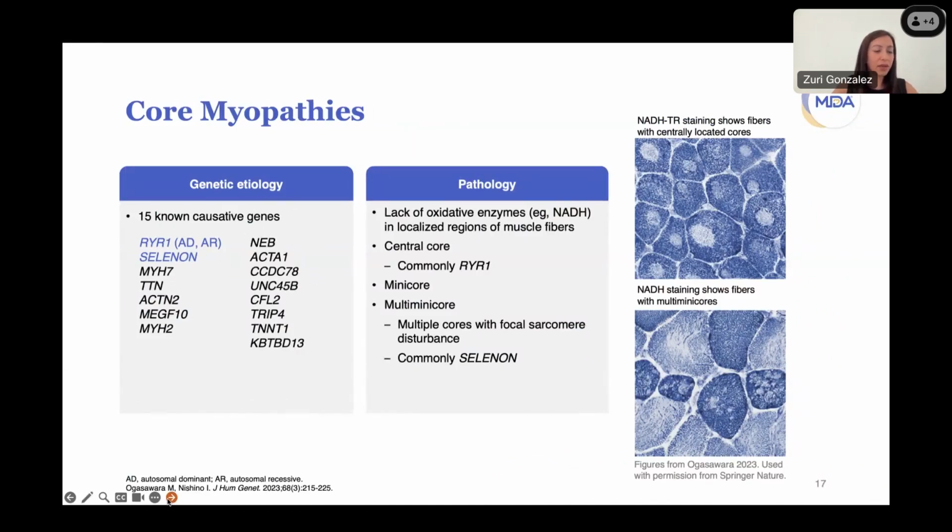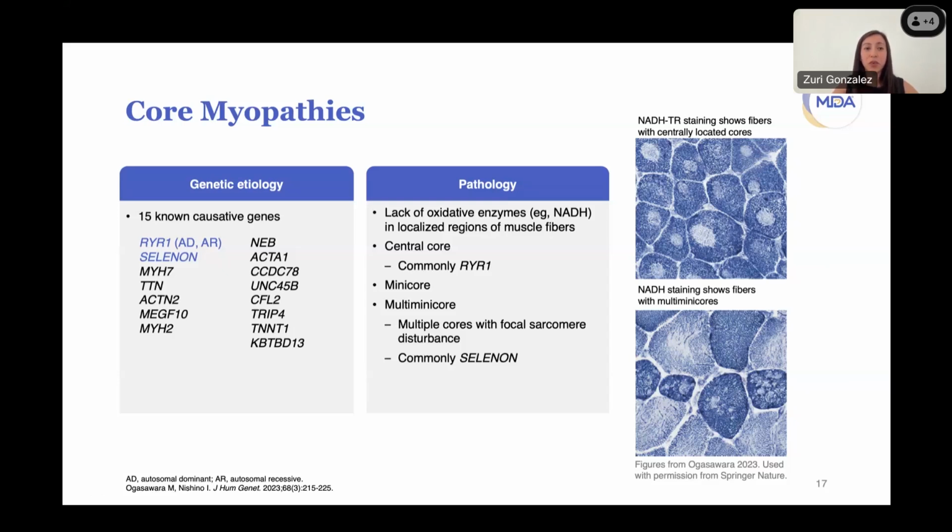Now I'm going to talk about the core myopathies. There are up to 15 known causative genes. The most common ones are going to be the ones related to RYR1 and SELENON. Now, the typical pathology that we will see in the muscle biopsy will be these pores that will be located in the central portion of the muscle fiber, and this would be due to the lack of oxidative enzymes.